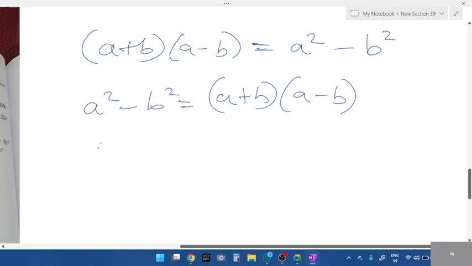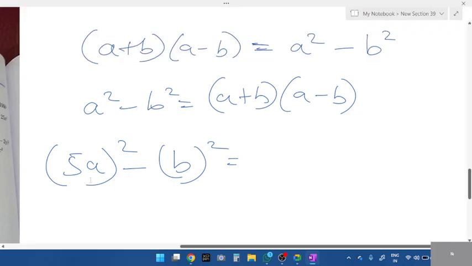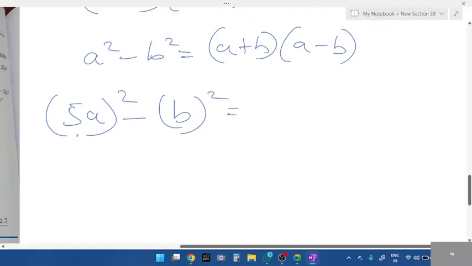Now let us use this. Instead of this, I'll give different alphabet. Let me check. 5A whole square minus B square. How do they look like? Doesn't it look like A square minus B square? See, this entire thing, take it as A, students. What is the value of A? This entire thing, 5A. What is the value of B? Keep it as B itself. What is A square minus B square formula?